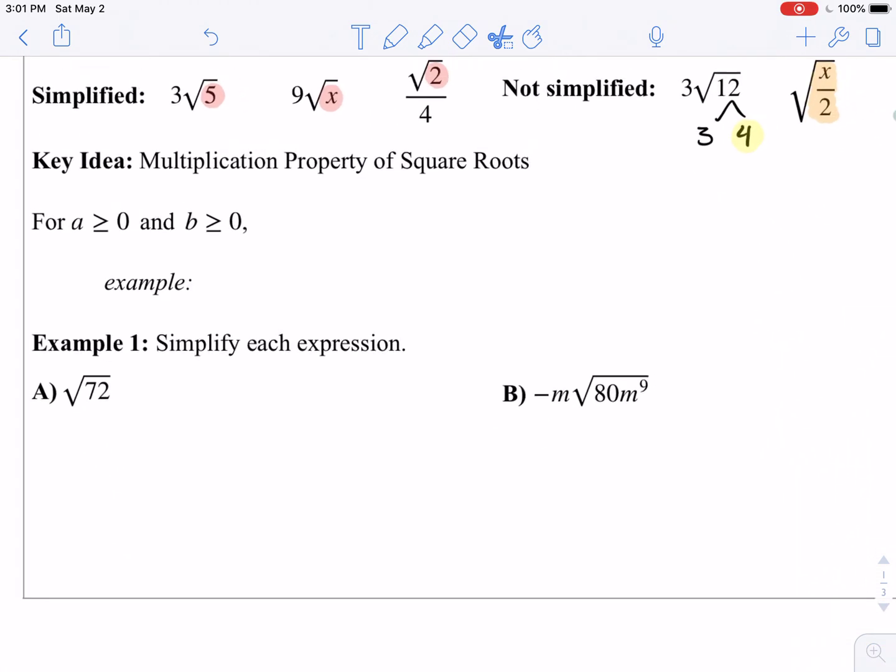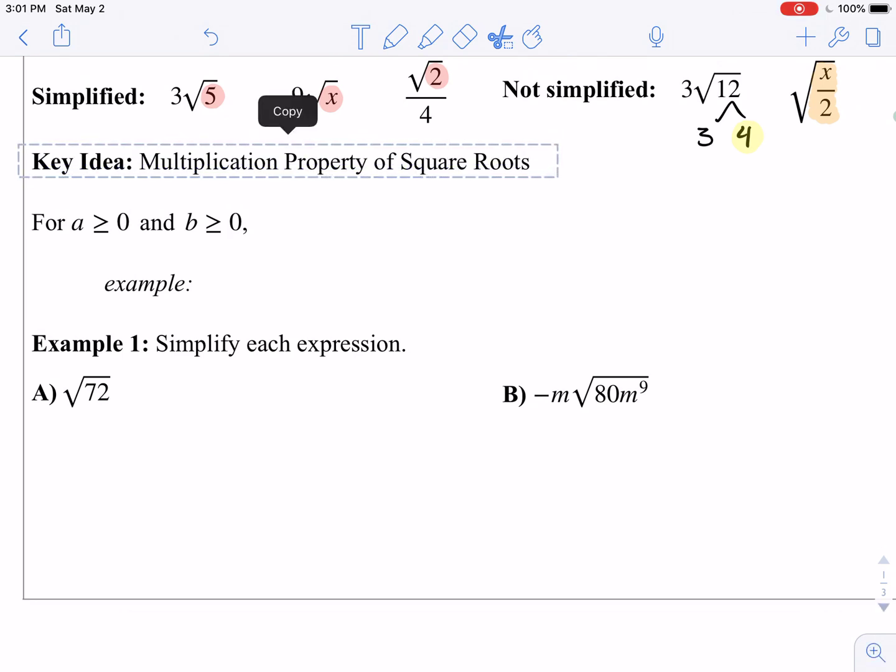We're going to use the multiplication property of square roots. The multiplication property of square roots says that if you have 2 numbers greater than 0, that is if a is greater than 0 and b is greater than or equal to 0, then I'll make it yellow.